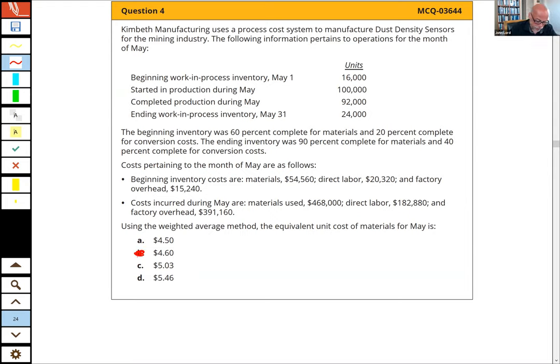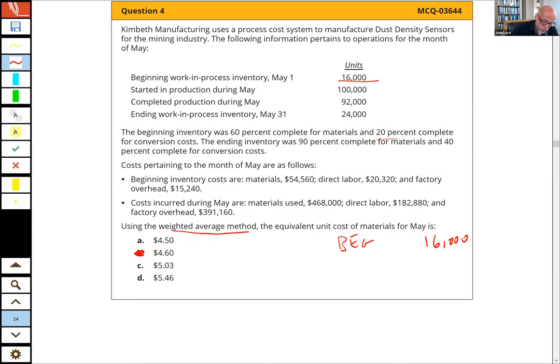Okay. So the first thing we better figure out, hey, weighted average method. If it's weighted average method, that means we're going to assume that we did what? All of this work in the beginning inventory, right? We're assuming we did it all this period. So weighted average, you bring that all in. You don't worry about the distractor if they're telling you the percentages. I don't even want to look at what those percentages are because I don't care. I don't apply any percentage under weighted average.